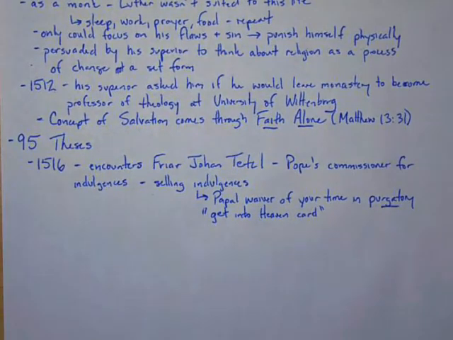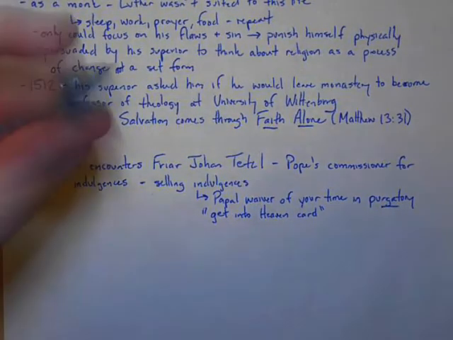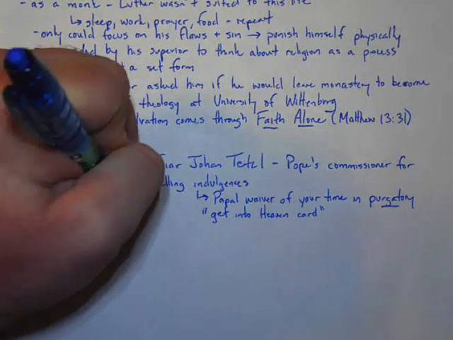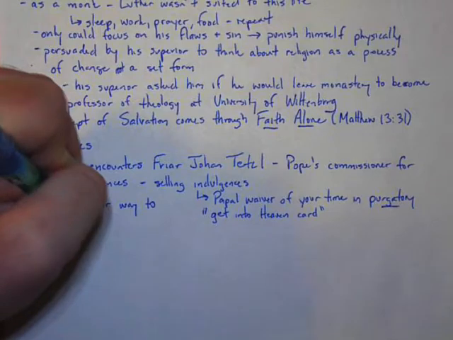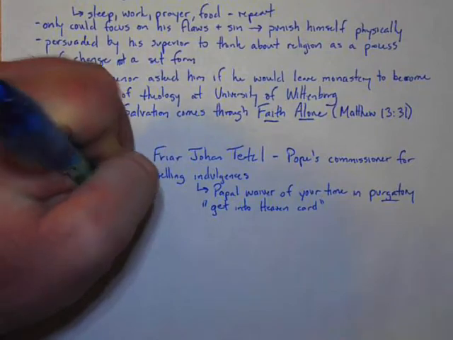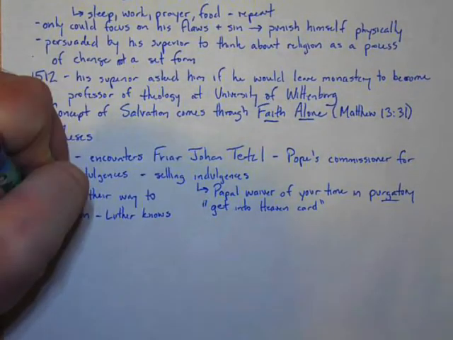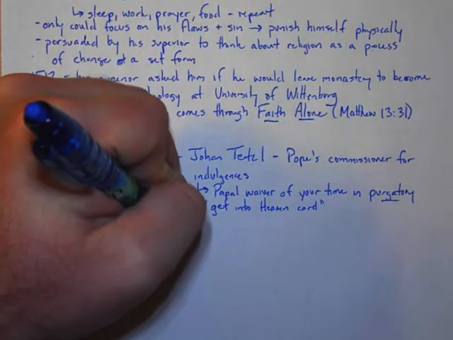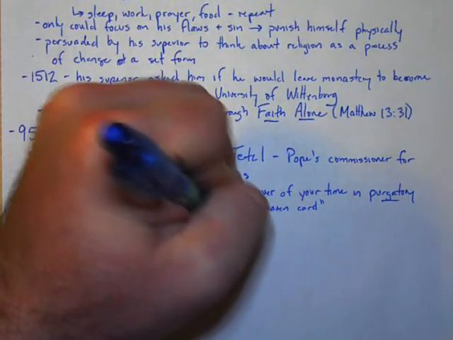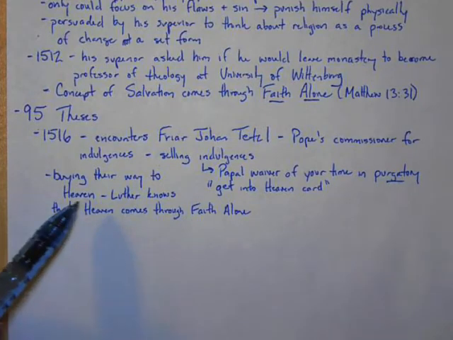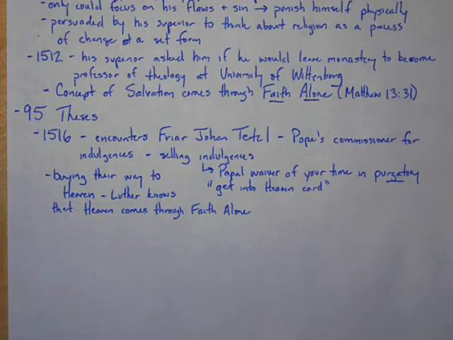Now, you can probably see what Luther's problem is with this, is that essentially what people are doing is they are buying their way to heaven. So Luther sees people all over Germany, or the Holy Roman Empire, buying their way to heaven, when Luther knows that heaven comes through faith alone. The only way you get into heaven is to have faith. And so Luther has a problem with what the Pope is doing. He's selling something that you get for free.